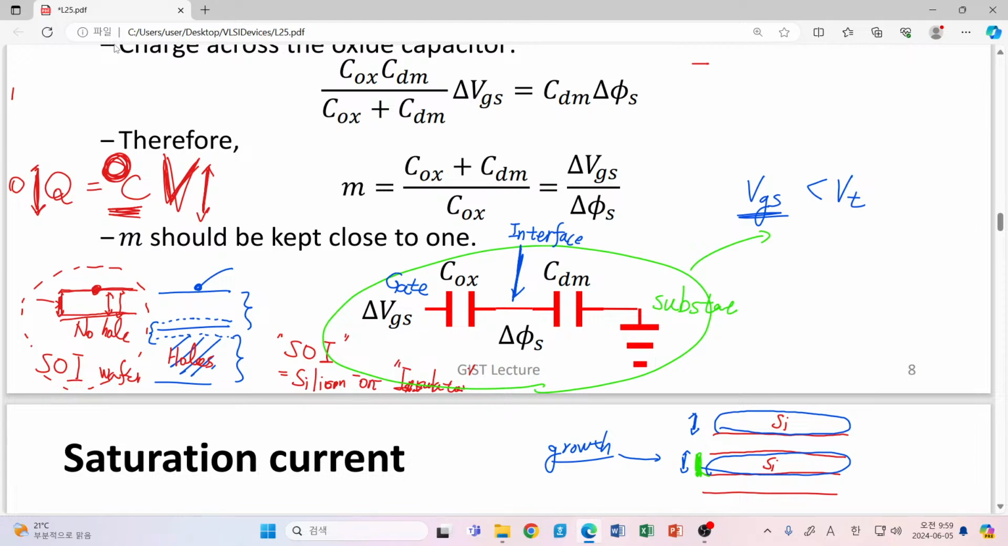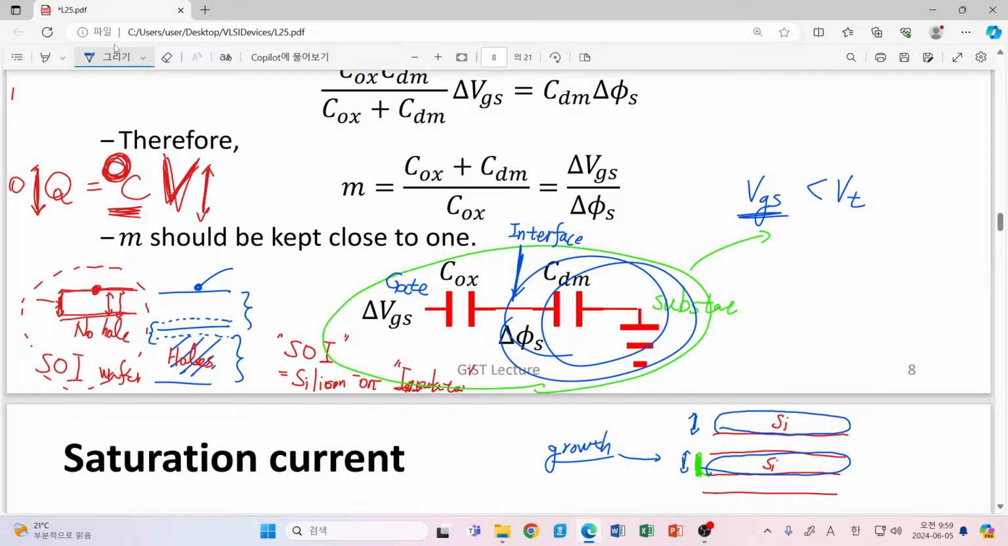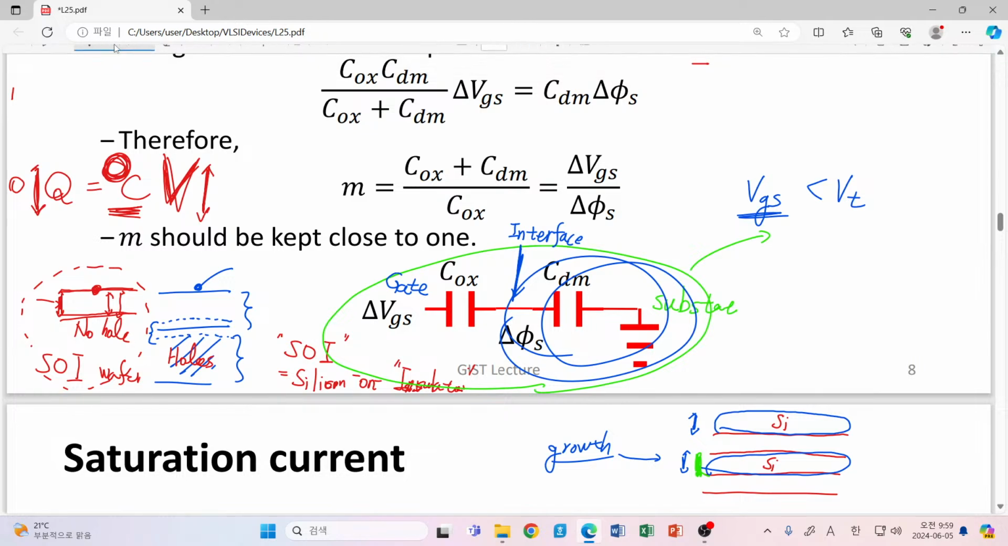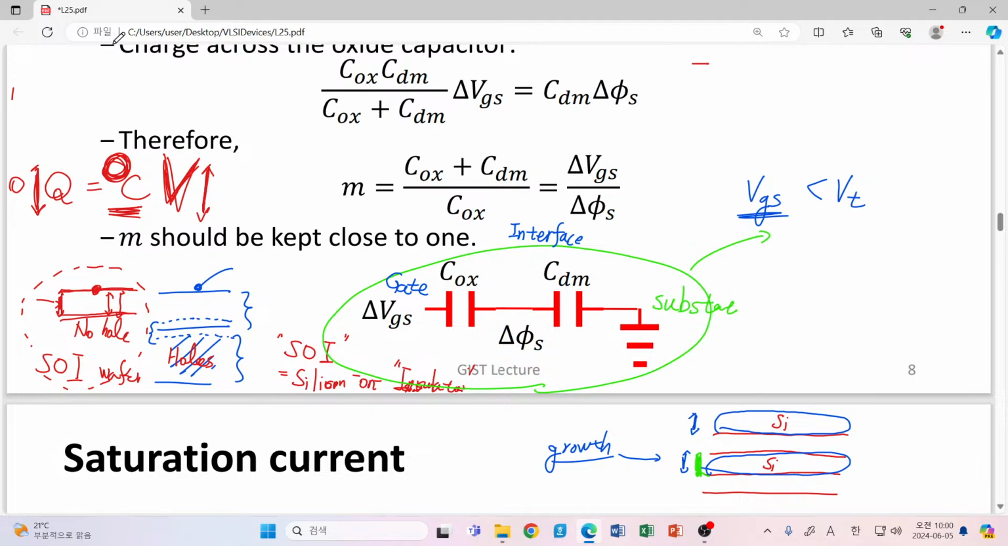If gate voltage is lower than threshold voltage, what does it mean? It means that we don't have any inversion layer inside. So the inversion layer, electrons, does not consume the potential, so we can just treat our substrate as solely given as depletion charge, and this corresponds to this simple expression as depletion cap here. So this kind of situation is valid only in this subthreshold region.